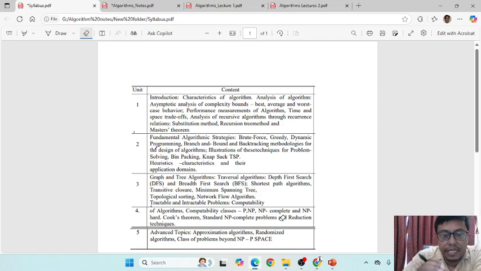That means your best case, average case, and worst case behavior. Then performance measure of the algorithms in terms of your time and space complexities. These are the main two parameters based on which we measure the performance of the algorithms. Then the analysis of various recursive algorithms through the method of substitution or the recursion tree method. And then you will be learning the master's theorem.